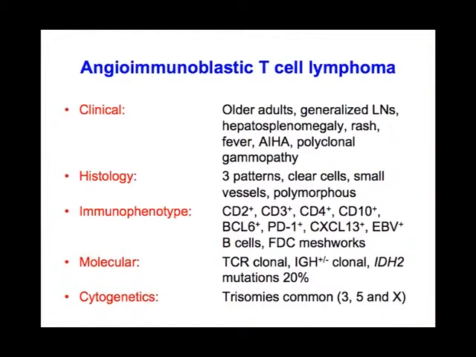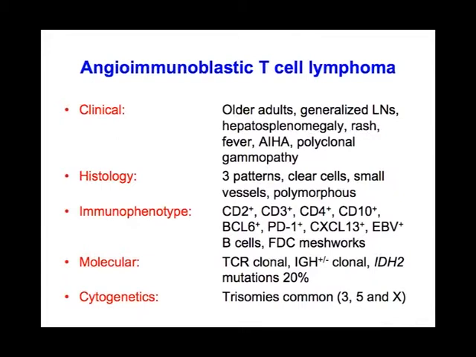Again, it's older adults. Generalized lymphadenopathy is typical, organomegaly. They may have rash, they may have autoimmune hemolytic anemia, and they can have polyclonal gammopathy. Remember the publication from Ahmed Dogan and colleagues and Peter Isaacson in Blood in about 2002. There are 3 different patterns that one can see, type 1, 2, and 3.